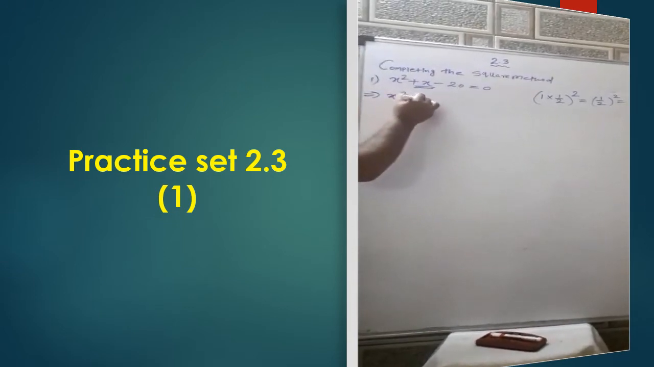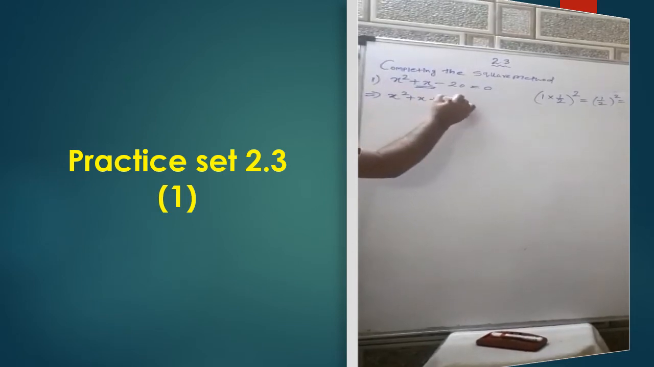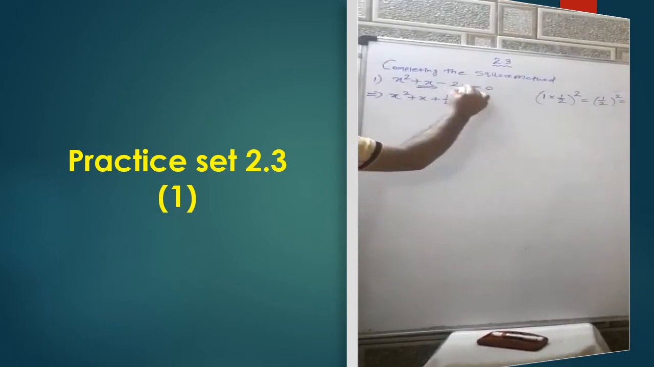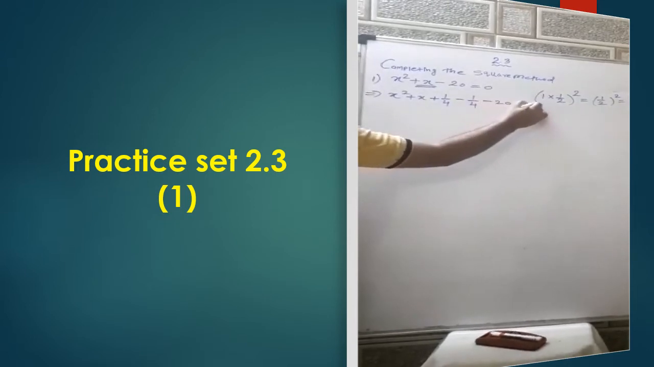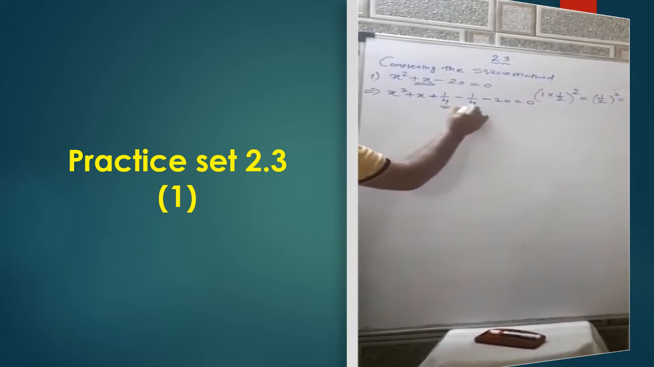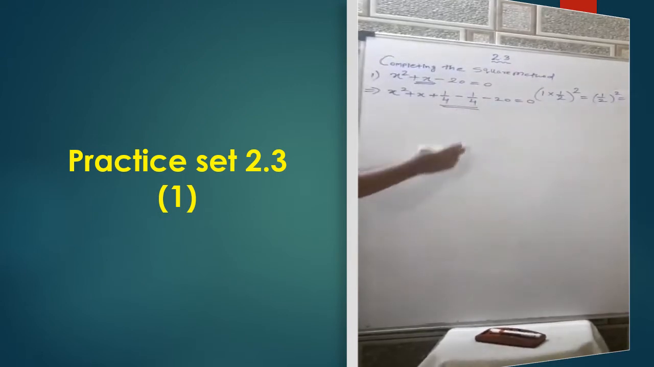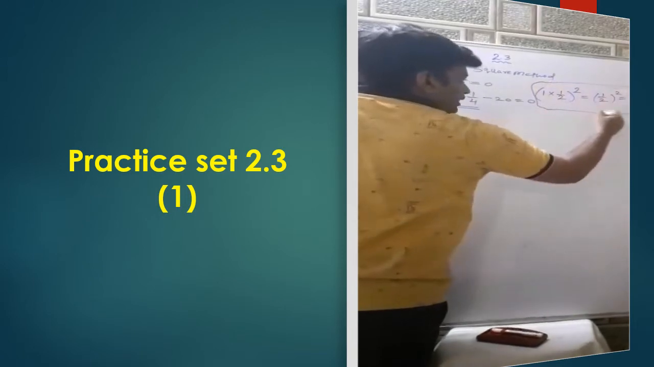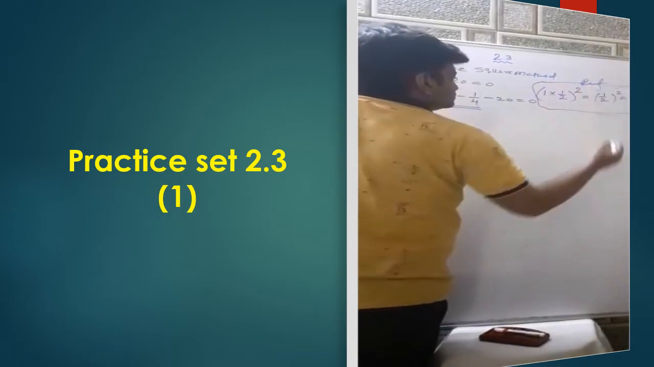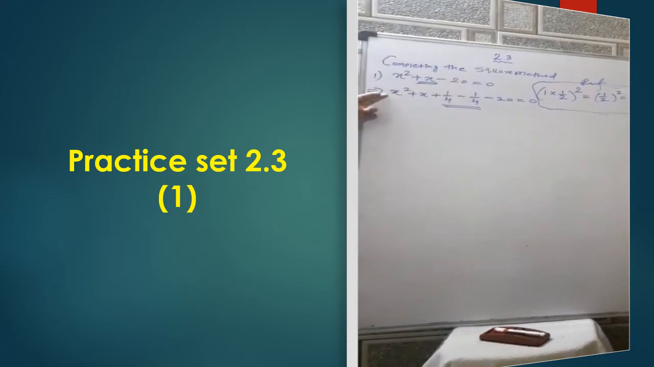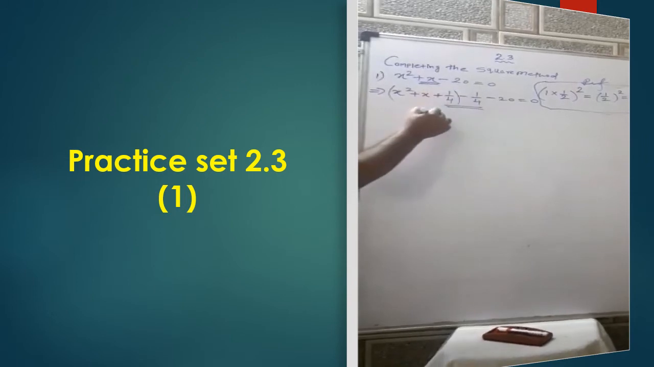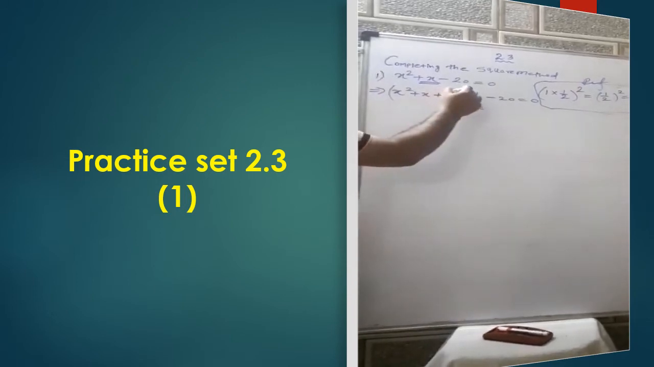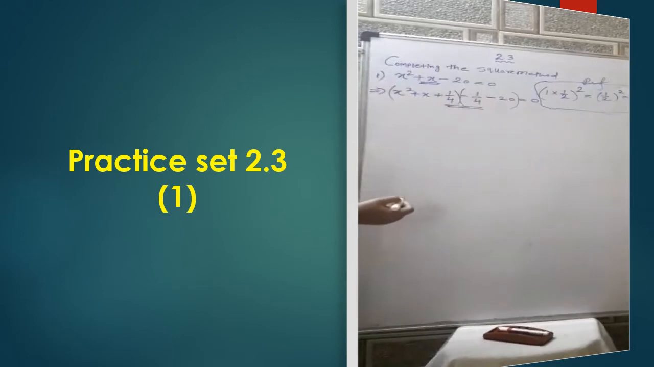x square plus x plus 1 upon 4 minus 1 upon 4 minus 20 equals to 0, like this. You have to add and subtract that number 1 upon 4. This term you have to write down in rough part. So x square plus x plus 1 upon 4, we write in one box, and the minus 1 upon 4 and minus 20 in another box.